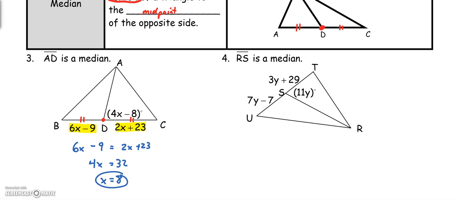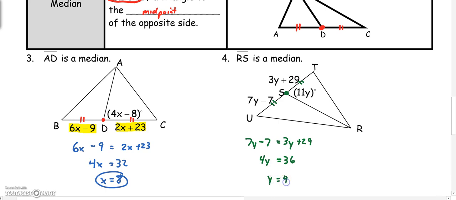In number 4, S is a median. So again, S is my midpoint, which means it's bisecting the side TU. So again, I can set my two segments congruent to each other. 7y minus 7 is equal to 3y plus 29. So I'm going to get my variable to one side and my constant to the other. 4y is equal to 36. Divide by 4, so y is equal to 9.